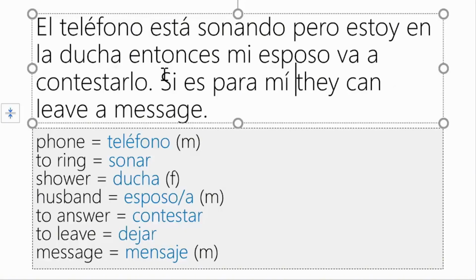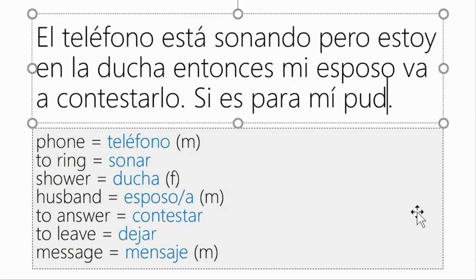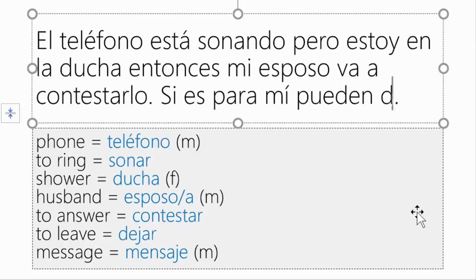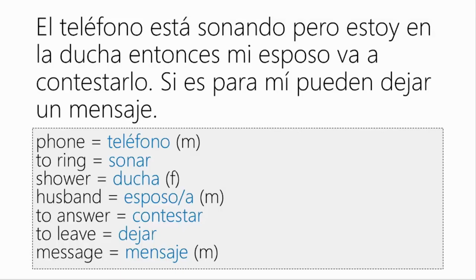Let's do our accent here. They can leave a message. This again is modal verb structure. So, they can, pueden. The verb to leave is dejar, and then un mensaje. Just like that. So we have el teléfono está sonando, pero estoy en la ducha. Entonces mi esposo va a contestarlo. Si es para mí, pueden dejar un mensaje.